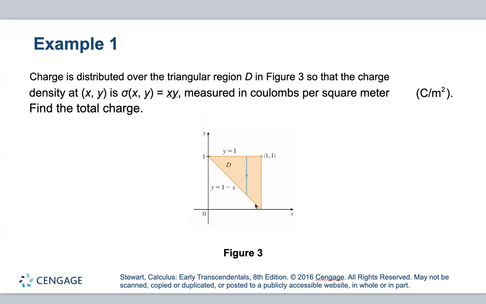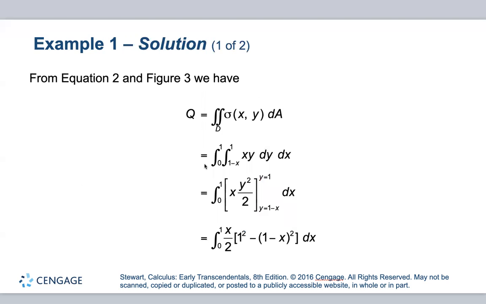And how do you write that? Well, it depends on what you want to integrate first, but the way the picture is doing it, with vertical lines, you're integrating with respect to y first. So this line is y is 1 minus x. The top line is y equals 1. The borderline for the left-hand limit is x equals 0, and the borderline for the right-hand limit is x equals 1. So our total charge is the integral over D of the charge density dA.